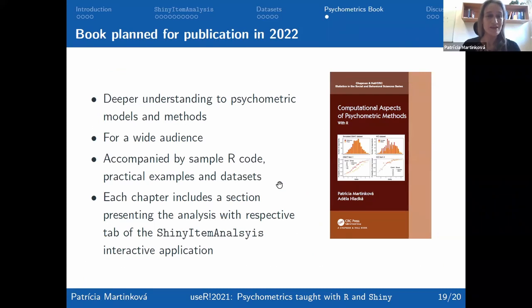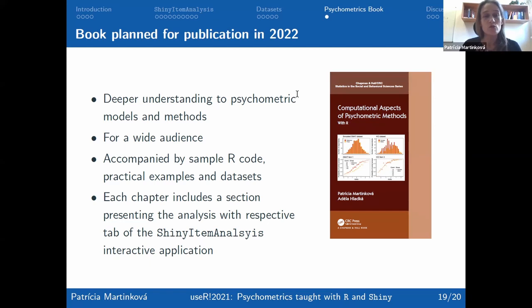We are now also working on modularizing. Let me introduce a book still in preparation, which is planned for publication in 2022. The title of the book is Computational Aspects of Psychometric Methods. On one hand, we want to offer a wide range of methods in this book, and on the other hand, we hope to bring a deeper understanding of psychometric methods, package vulnerabilities, to any of them.